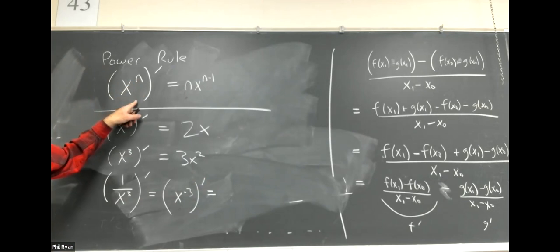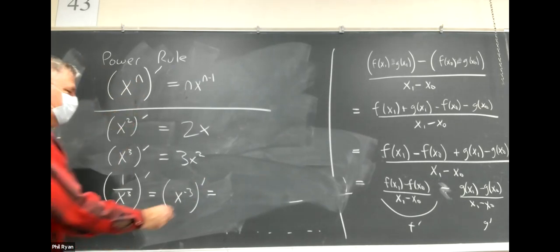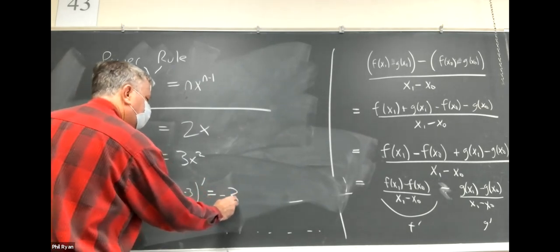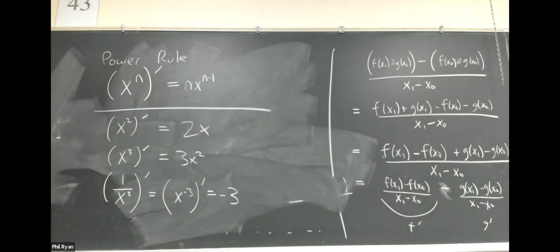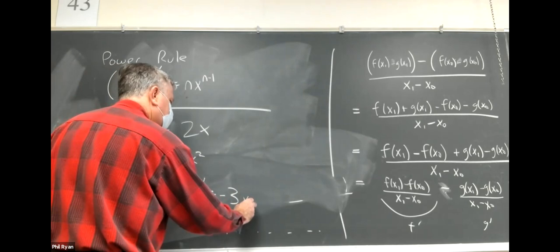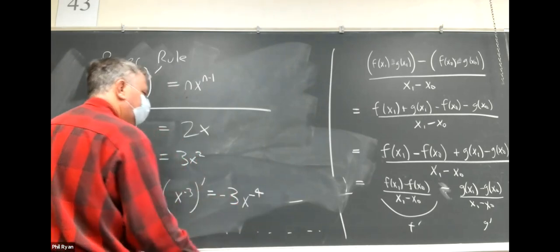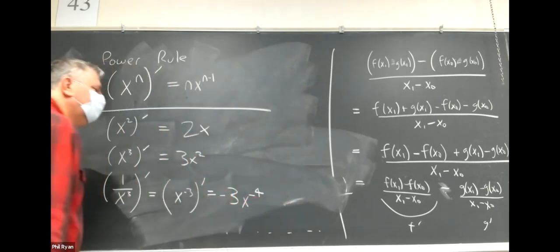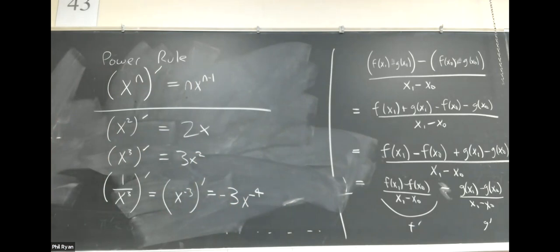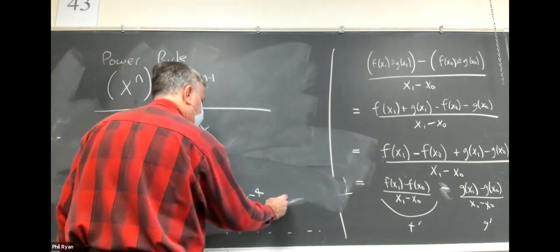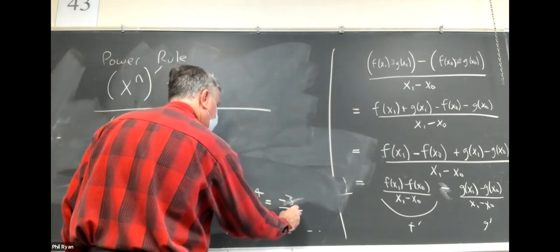So now we can use the power rule. So down comes the power, minus 3, and we subtract 1 from the power. We get x to the minus 4. Which of course is minus 3 over x to the 4.